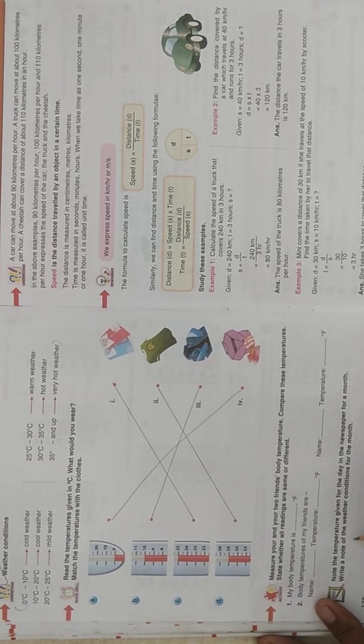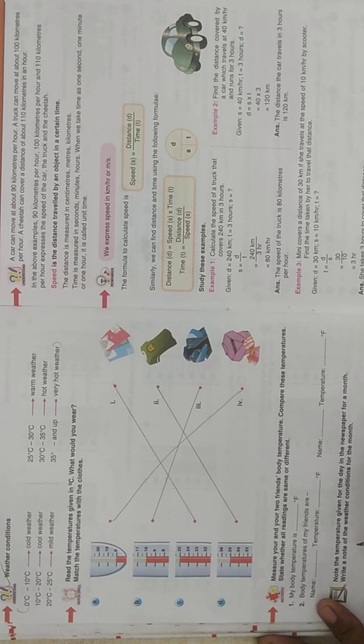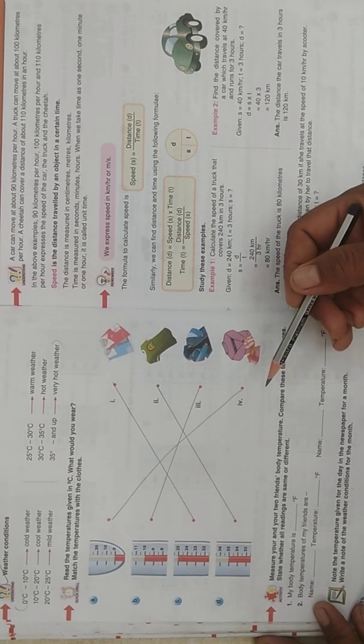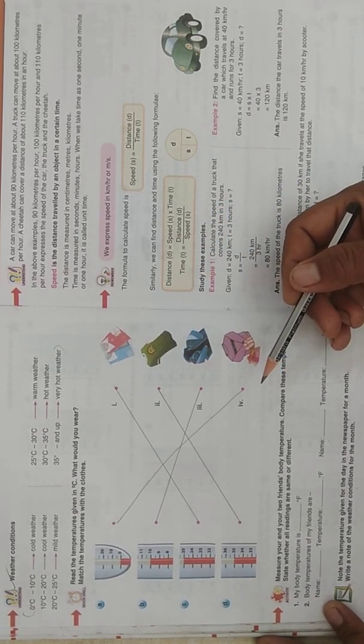Write a note of the weather conditions for the month. You can write a note on weather conditions for the month of February or March or January, like this. It's very simple. Yes, you can draw this one.